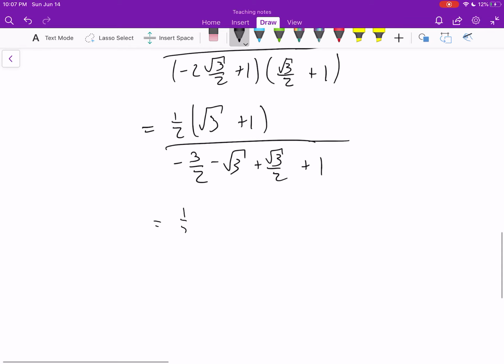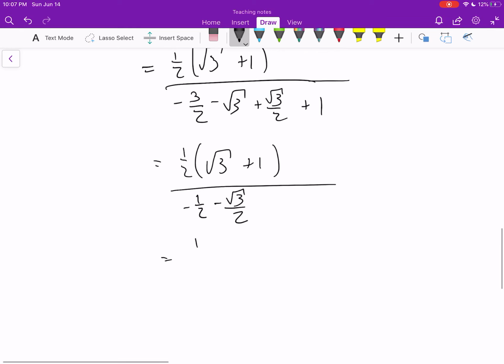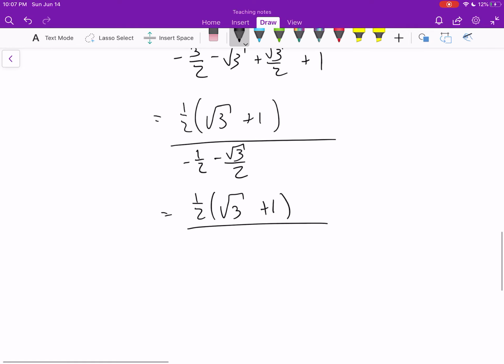So this is 1/2 square root of 3 plus 1 divided by, so I'm going to get, so when I do this, 1 minus radical 3 over 2 is minus 1/2. Negative radical 3 plus radical 3 over 2, that is going to be radical 3 over 2. So if I factor out a minus 1/2 from the bottom, and again, this might have been the more convoluted way to do this, it's fine though.